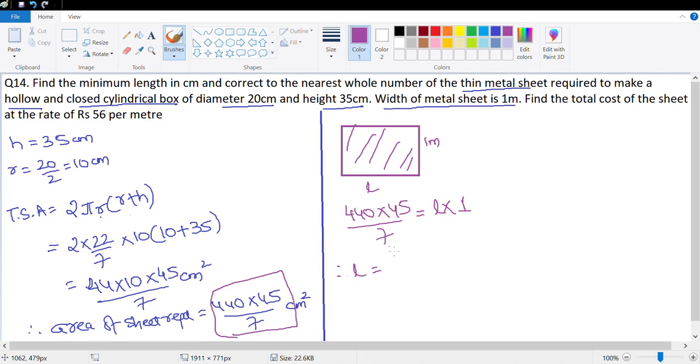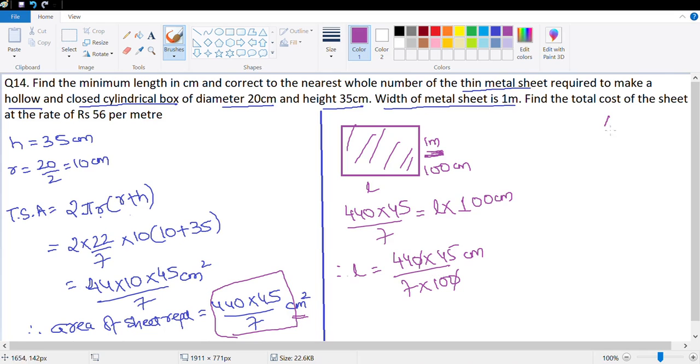So 440 into 45 divided by 7, which is equal to, well, there is a mistake that I've done. This is meter, whereas everything was in centimeter. So we'll have to convert this into centimeter. So this is 100 centimeter, which means this would be 440 into 45 upon 7 into 100. That's 0 and 0 gets cancelled, and my answer is in centimeter.